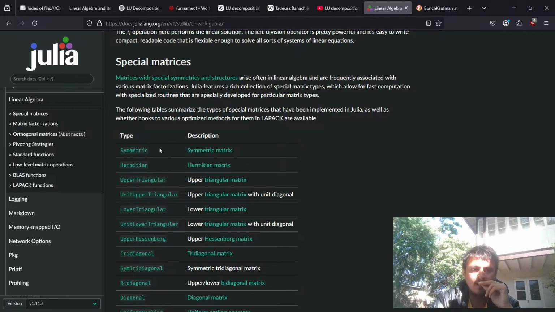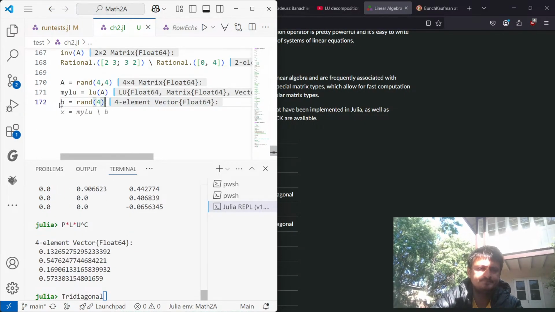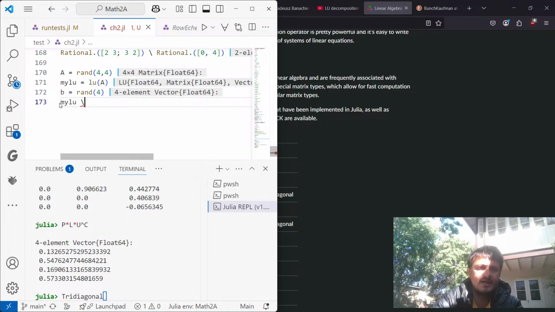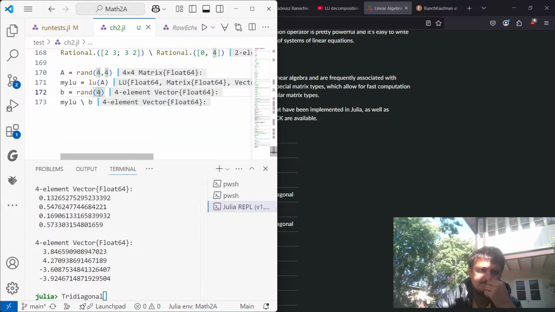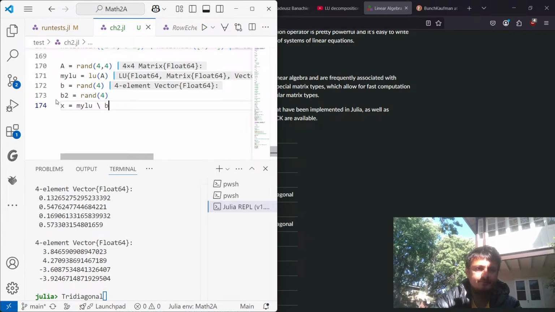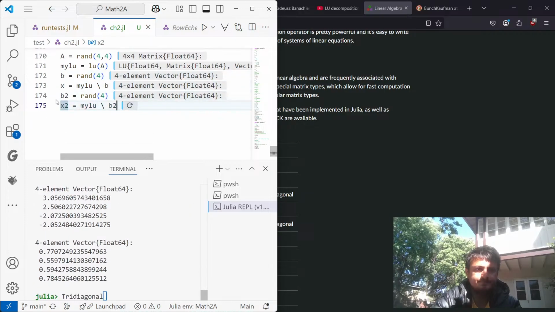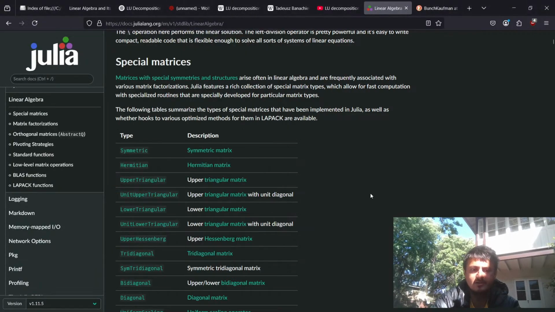You know what I think you have to do? I can probably do this. So let's say we have like a B is equal to rand 4. We can probably do, yeah, my lu backslash B. And this takes 2n squared time because it knows that it's LU. So now if I get another B, you know, B2, then I can backslash this one too. Okay, so that checks out. So I understand how this works now.